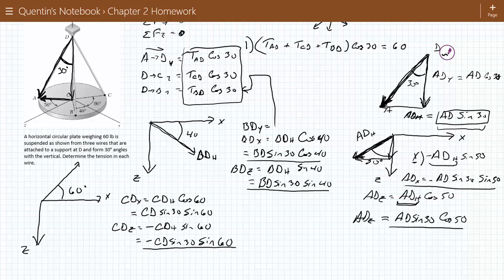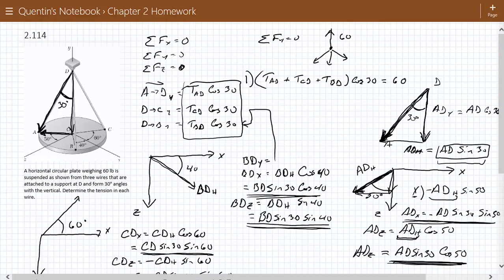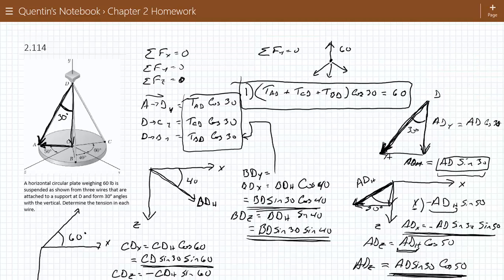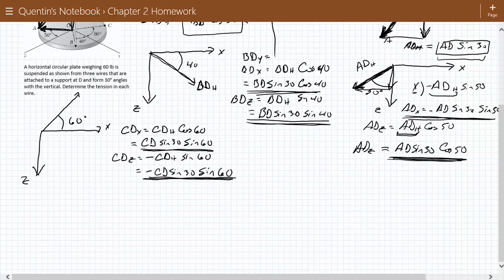So now we have CD x, CD z, BD x, BD z, and AD x and AD z. We already did all the y's, which we figured out up here, and this is our first equation right here, right? So now we need two other equations. I'm going to scroll down a little bit.